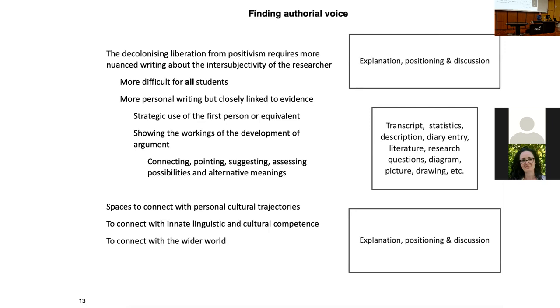So the decolonizing liberation from positivism requires more nuanced writing about the intersubjectivity of the researcher. Everybody finds this difficult. Personal writing that's closely linked with evidence. Strategic use of the first person or the equivalent, it doesn't have to be the first person. Showing the workings of the development of the argument. Connecting, pointing.